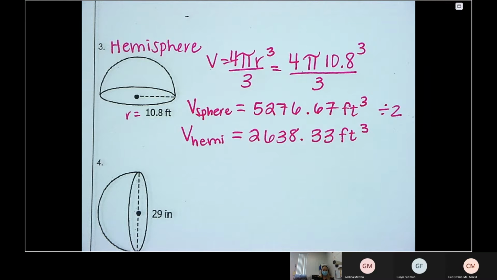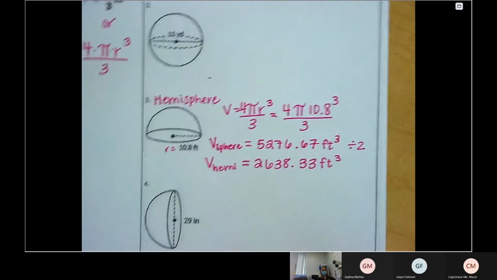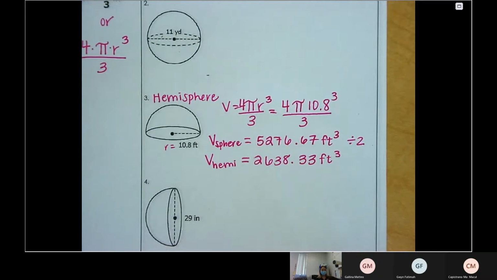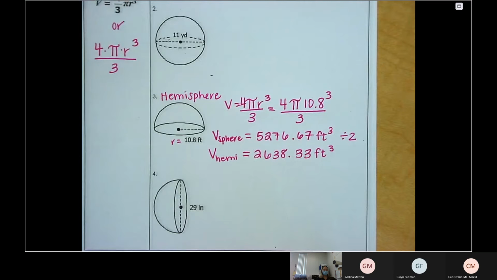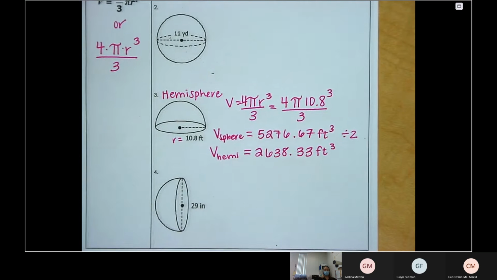Okay, you got 2 more problems, number 2 and number 4. You're going to finish those 2, and then we'll check them and see if we get the same answer. All right, be very careful. What did I give you in number 2 and number 4? I gave you diameter, so what do you have to do to find the radius? Take half of it. Good. So you finish up number 2 and number 4, and then we're going to check them in a minute.